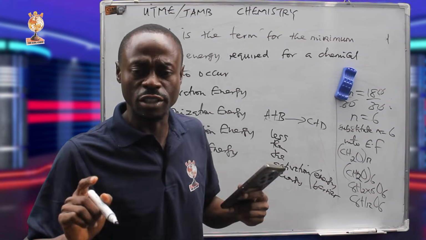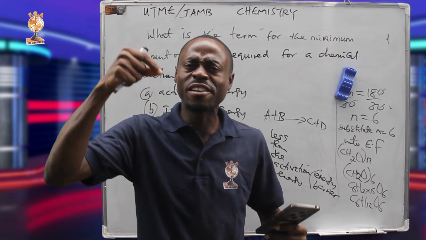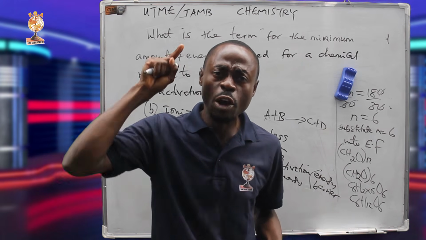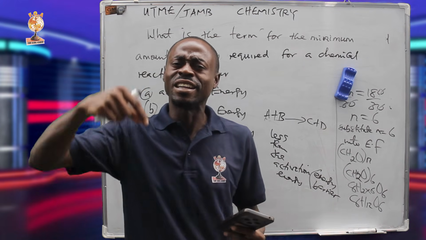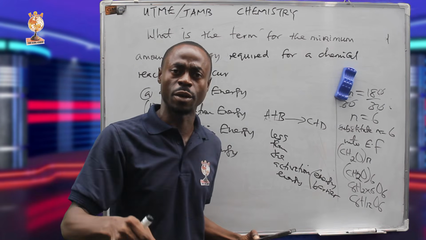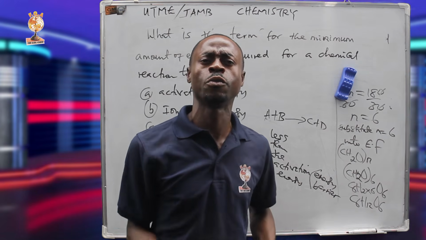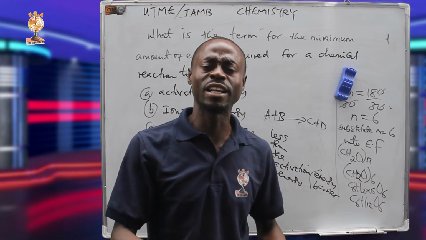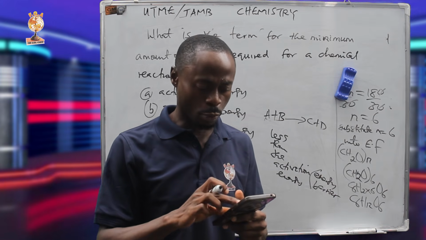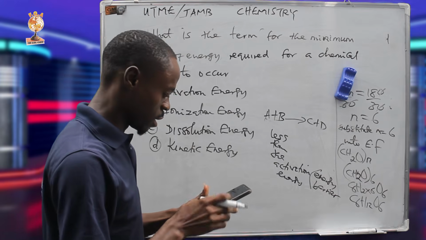What I want you to note is this: for a chemical reaction to occur, the energy possessed by the reacting particles must be equal to, or better still, greater than the activation energy of the reacting system. If the reactants' energy is less than the activation energy, which is also the energy barrier, then that chemical reaction is impossible. I hope you are following me. So let's look at another question here.